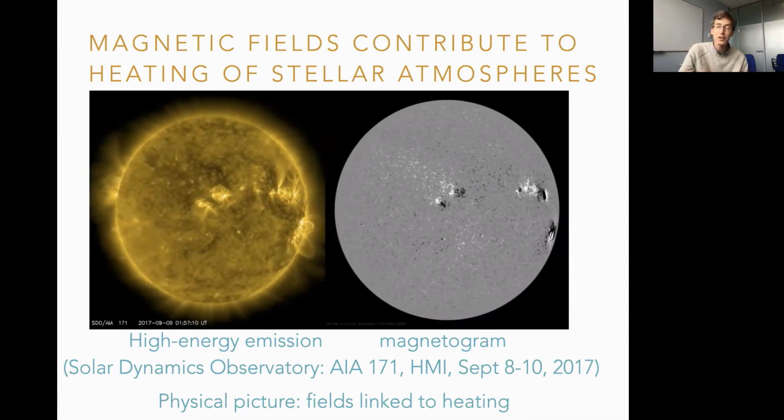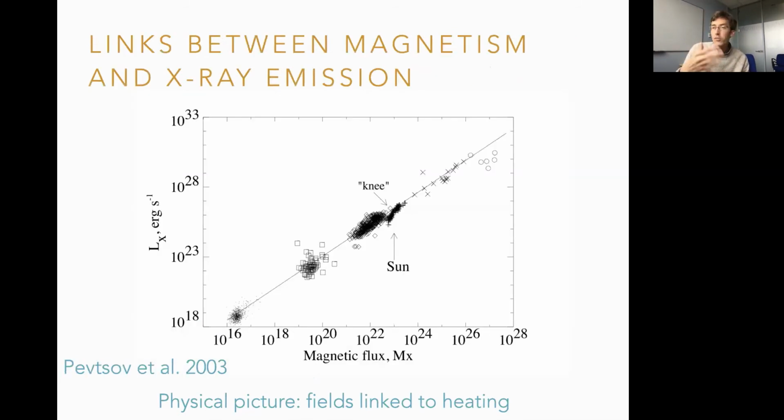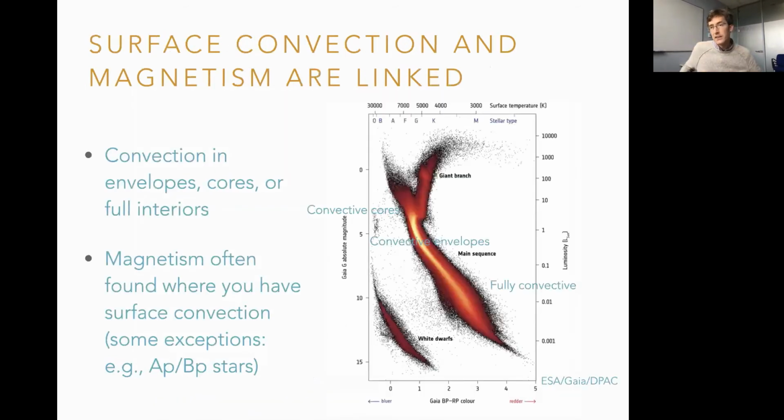The physical picture here is that magnetic fields are linked in some way to the heating of that atmosphere. You can quantify that by looking at the sun directly and trying to link local values of the X-ray luminosity, Lx, in 10^20 CGS units, as a function of magnetic flux at different locations. So there is this link between heating and magnetic field strength. And we can use that to try to measure magnetic activity in lots and lots of stars.